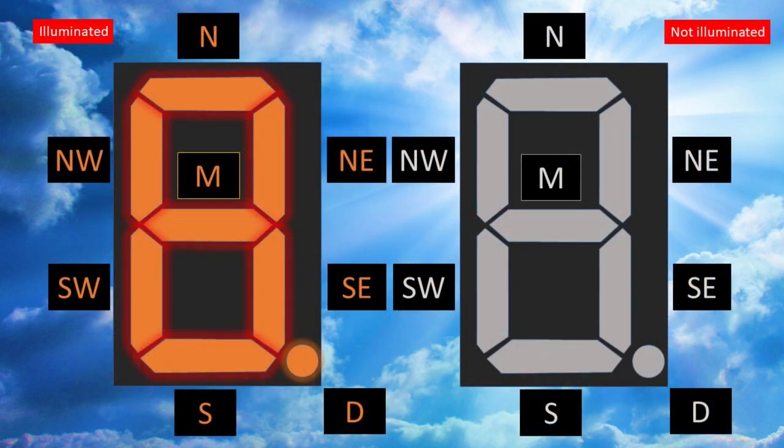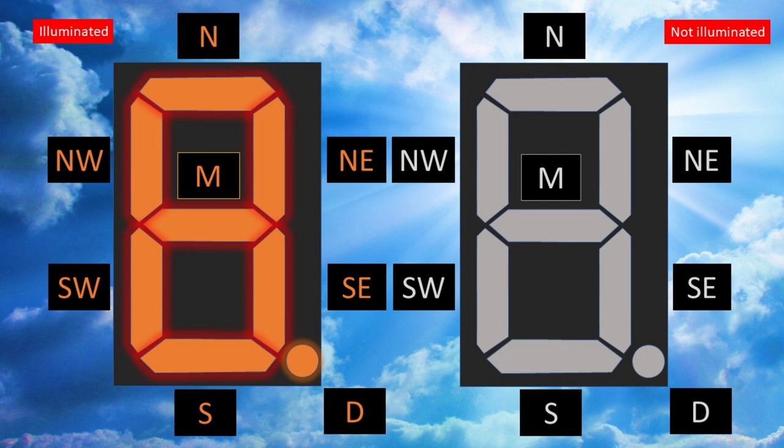You may have heard the term seven segment when it comes to LED displays, and this isn't the number of digit cells that the display has, it's actually the number of segments that can be illuminated within each cell. Well, it's actually eight if you include the decimal point, but let's not split hairs, eh?